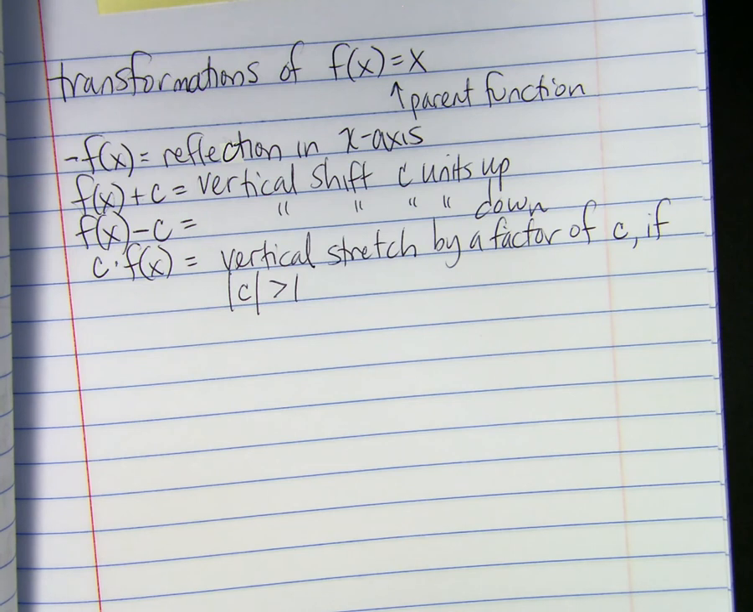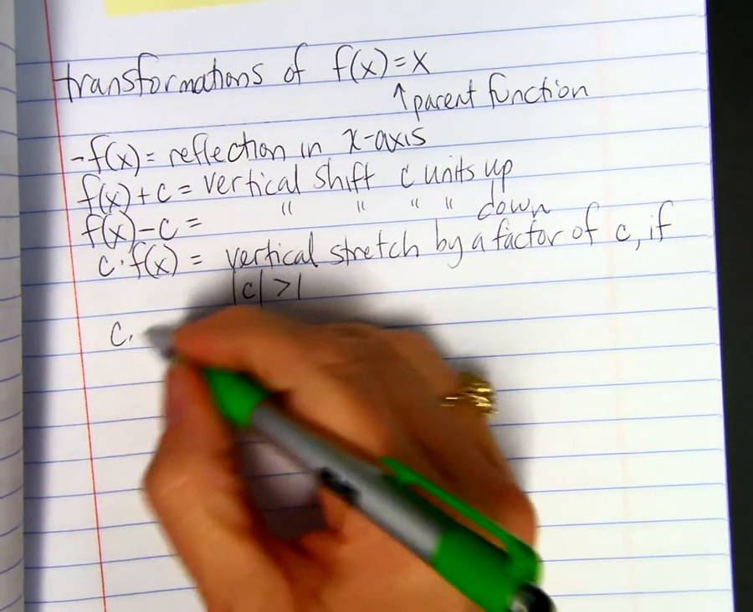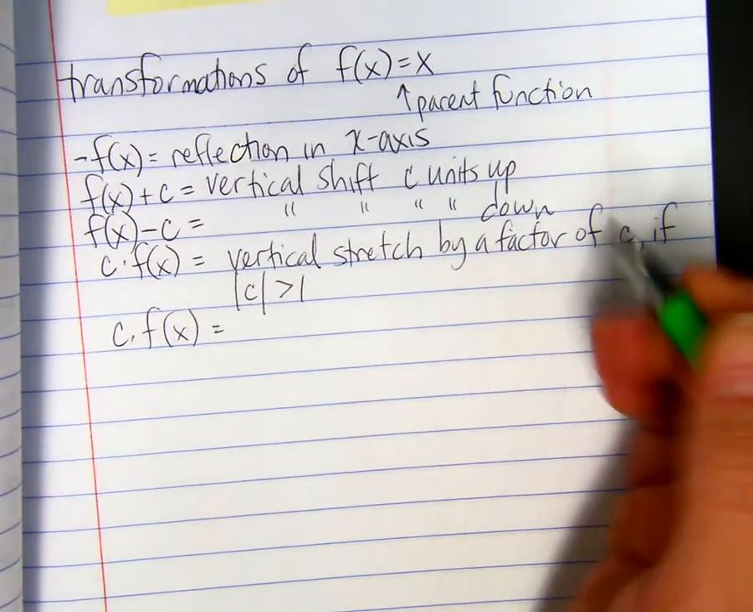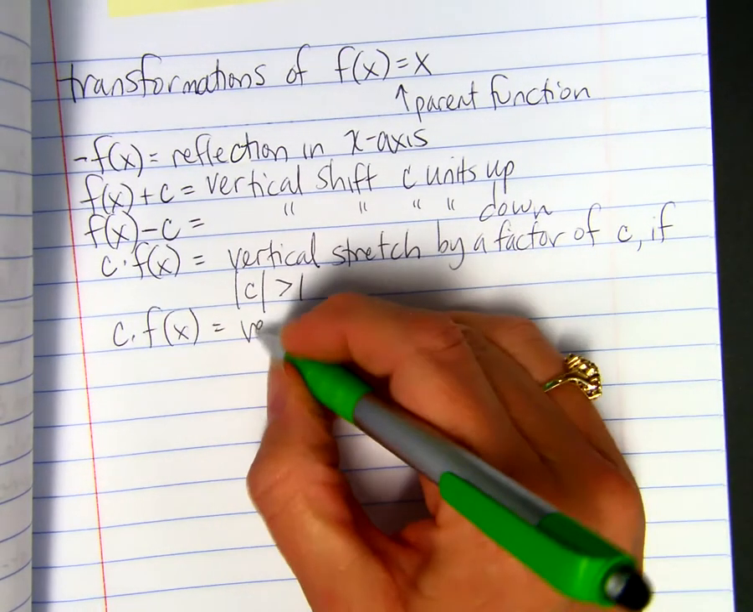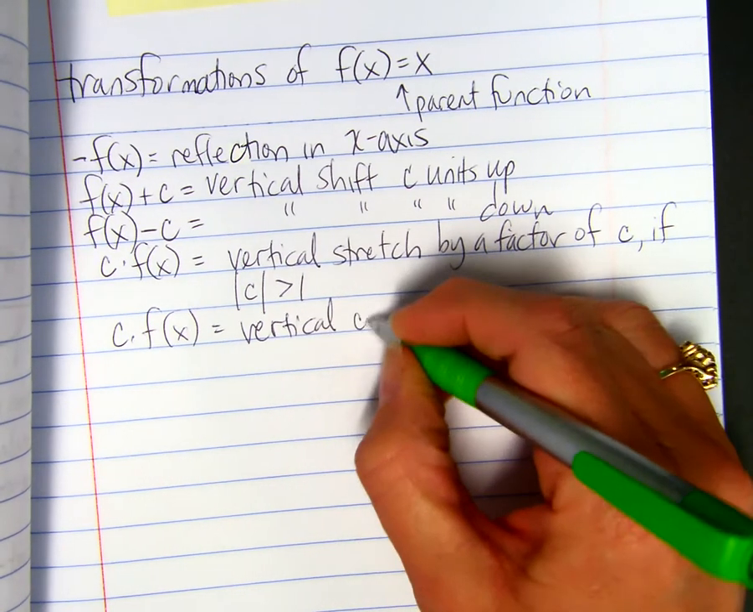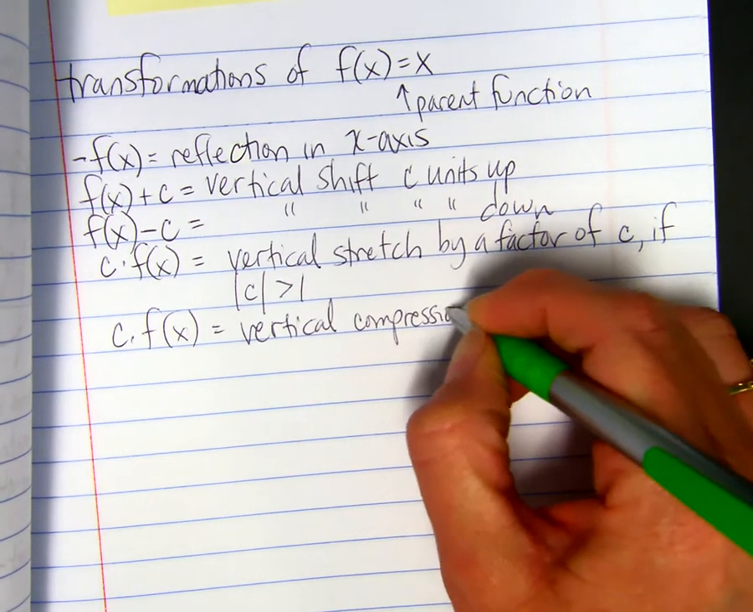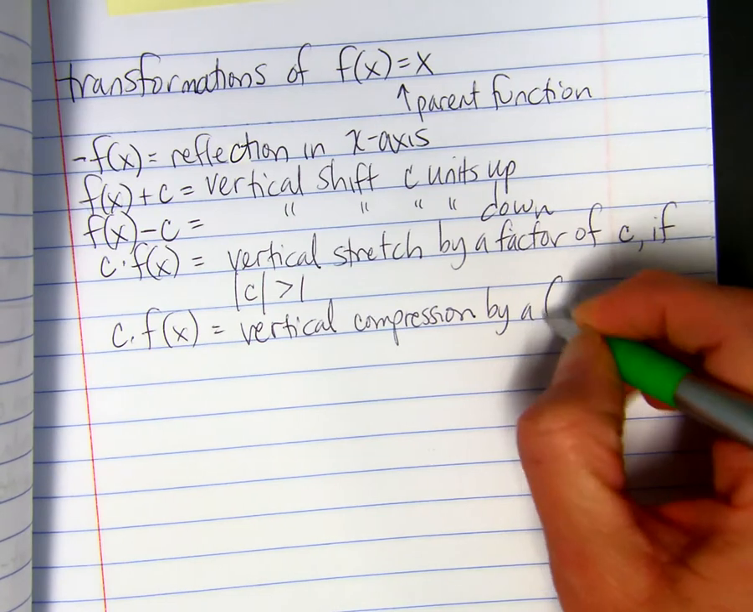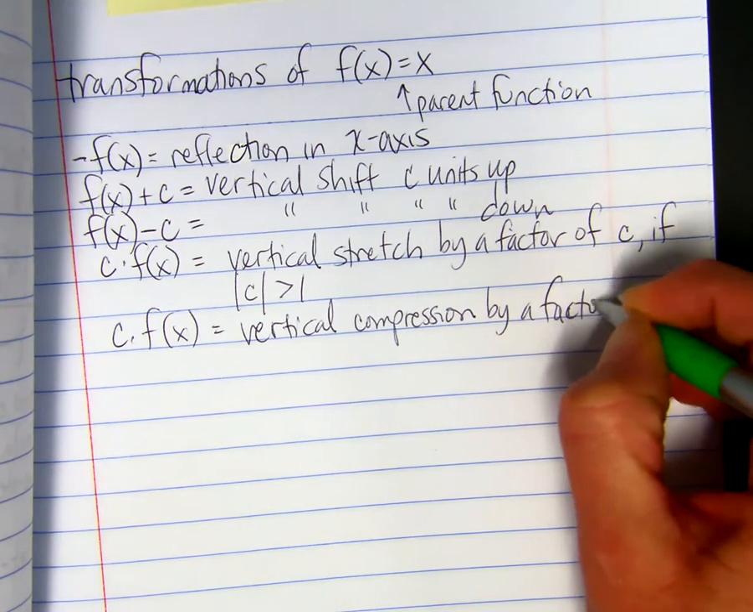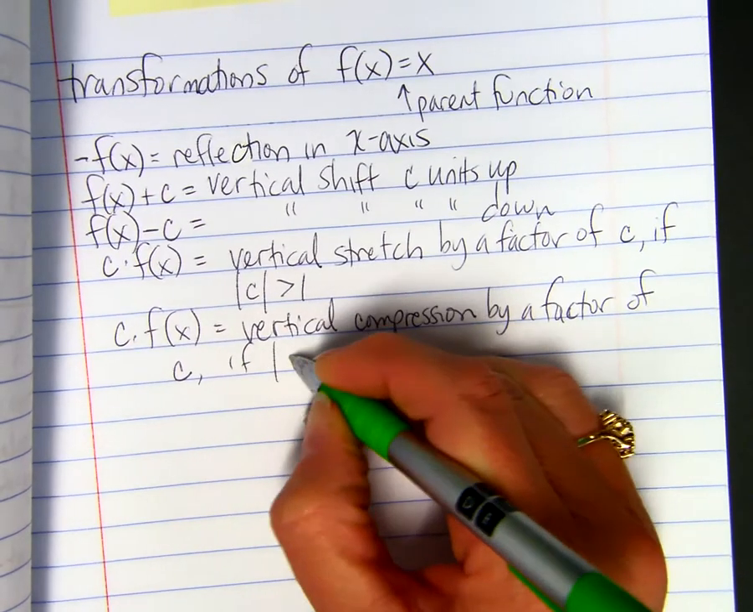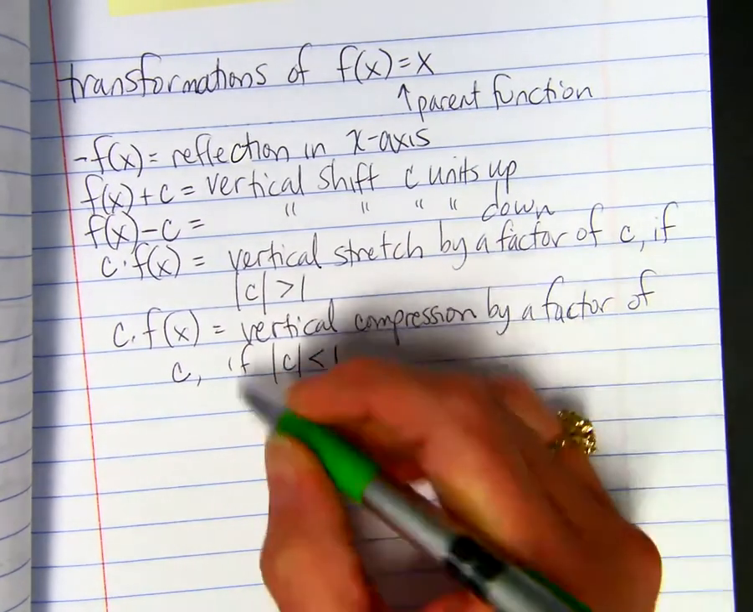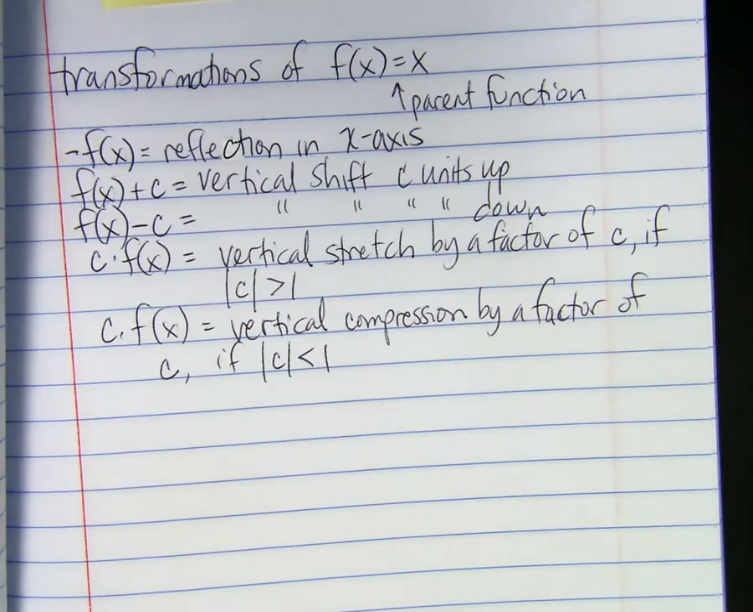And then if you have the same thing, C times the function of x, it's still a vertical, no, it's a vertical compression by a factor of C if the absolute value of C is less than 1. So that's a fraction smaller than 1.